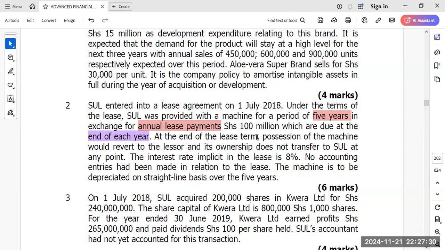At the end of the lease term, we need to know whether there is a transfer of ownership or a purchase option. They are telling us that at the end of this term, the possession of the machine would revert to the lessor, and its ownership does not transfer to SUL. So colleagues, do we have a transfer of ownership here?